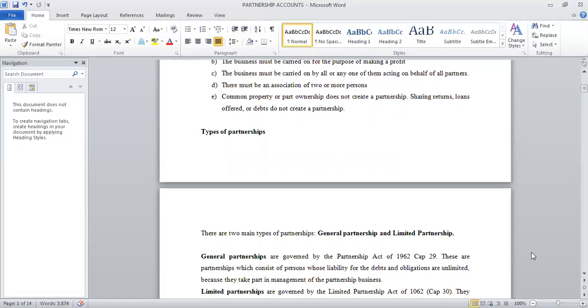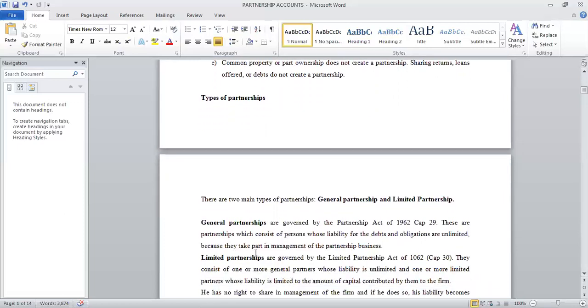Another kind of partnership that we have is what we call limited partnerships. A limited partnership is a case whereby the liabilities of the business cannot be transferred to the owner. If, for example, I am in partnership with you, and you are a limited partner and I am a general partner, in case of liabilities of the business, those liabilities can be transferred to me, but they cannot be transferred to you because you are limited.